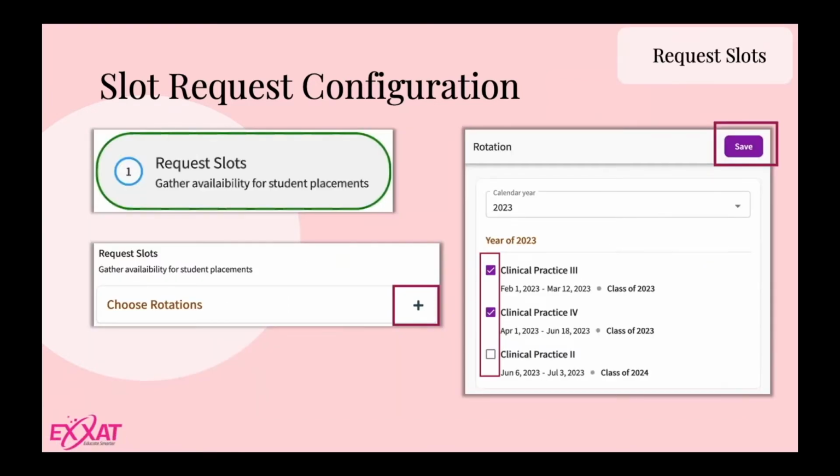Okay, so let's start with the request slots part. Request slots is going to basically give you the ability to select the calendar year and then any clinical experiences that are attached to that calendar year or rotations. You don't have to select them all, obviously. You can just select the ones you want to use. Once you do that, you'll click Save, and it'll take you back to the main configuration page.